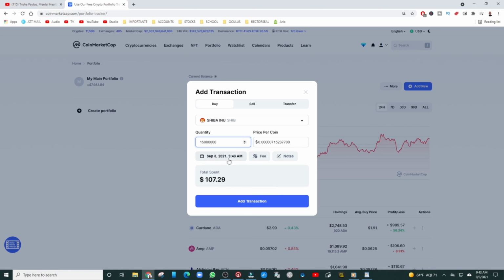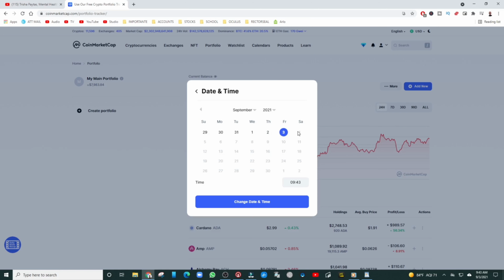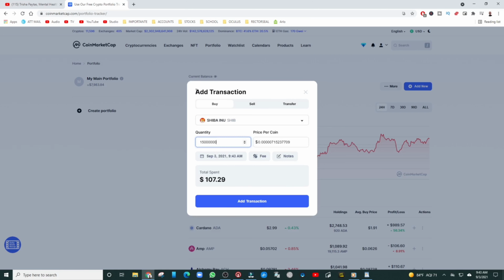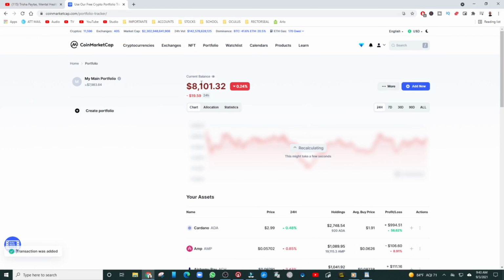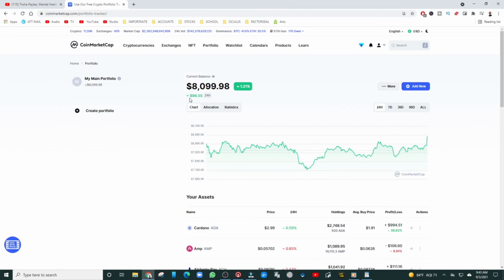If not, you can actually go and put in the date that you bought it, and it will put in the price that you bought it at. But for most of them, I just put it at the price it is right now. If it's down, it's down. You can put the fees there if you want and write a note, but you can see the value of how much I spent this morning. And I'm gonna add the transaction, and here we go. It just calculated, and I'm in the green right now at $96.